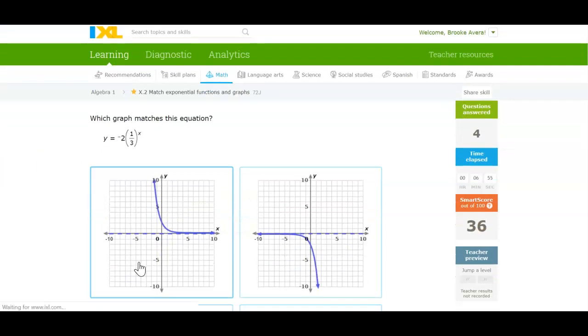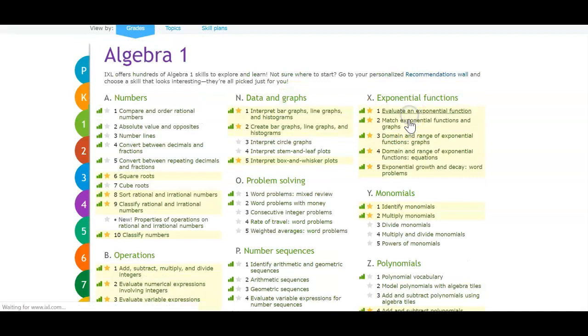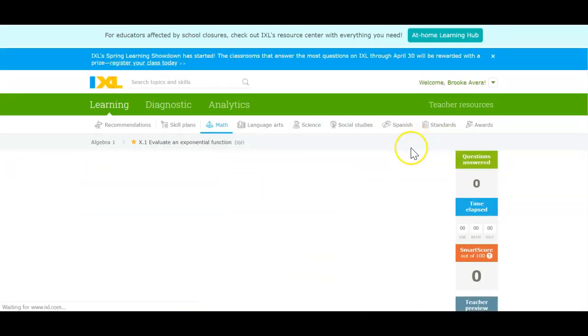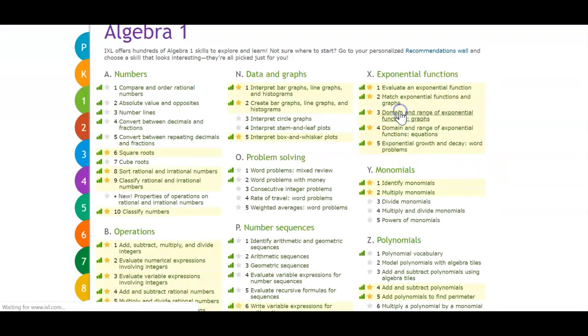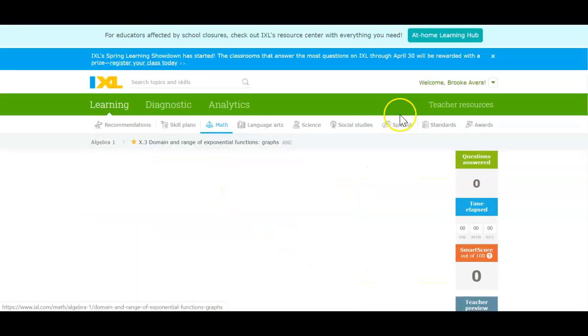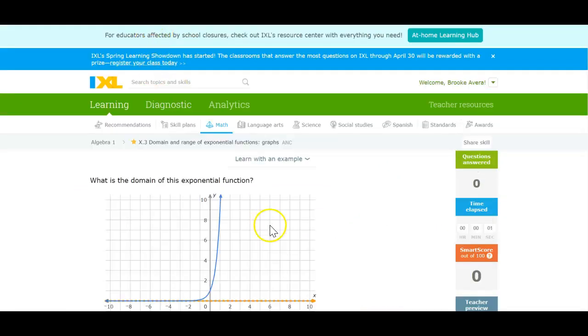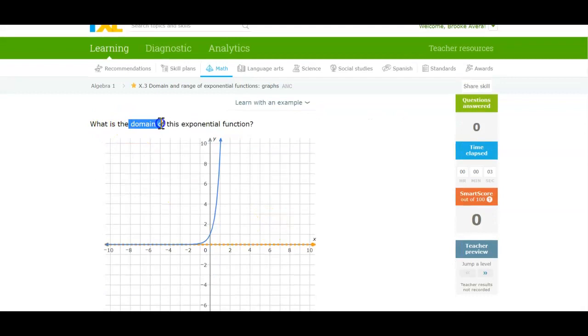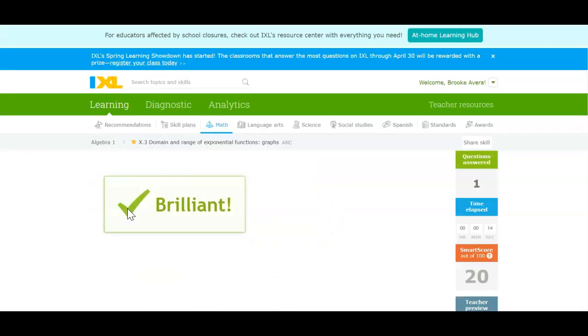The other two IXLs that you need to do are easier, or at least most people said it was easier when I've done it before. These are domain and range. So one rule is that the domain is always all real numbers. So if they ask me for the domain, that means it can go forever to the left and go forever to the right. And that is always true.